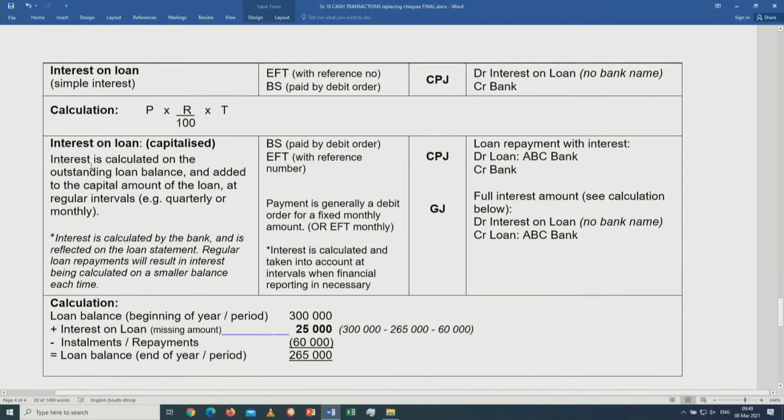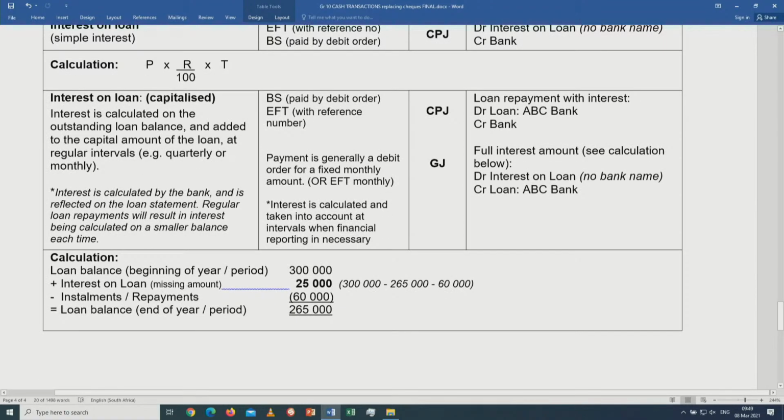Calculation, we talked about it, which is the principal amount multiplied by the interest rate divided by 100, multiplied by the time. Interest on loan which is capitalized: interest is calculated on the outstanding loan and added to the capital amount of the loan at regular intervals.